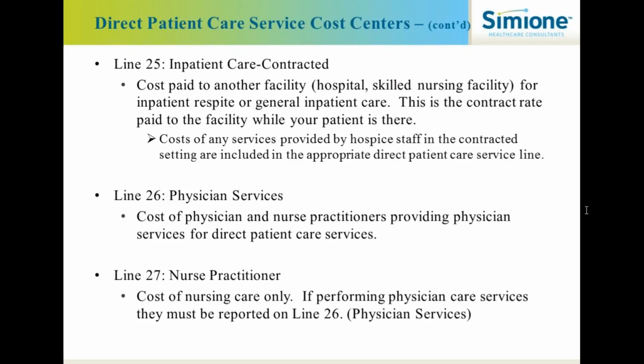Line 26 is our physician services, which is the cost of the physician and nurse practitioners providing physician services for direct patient care services. So if you're billing for physician services, you must have costs. If you're not sure, check your PS&R, as it will show you at least a separate charge line if you're billing for physician services. Line 27 is for the nurse practitioner, and this is for the cost of nursing care only. If your nurse practitioner is performing physician care services, those costs must be reported on line 26, which is the physician services. Next slide, please.